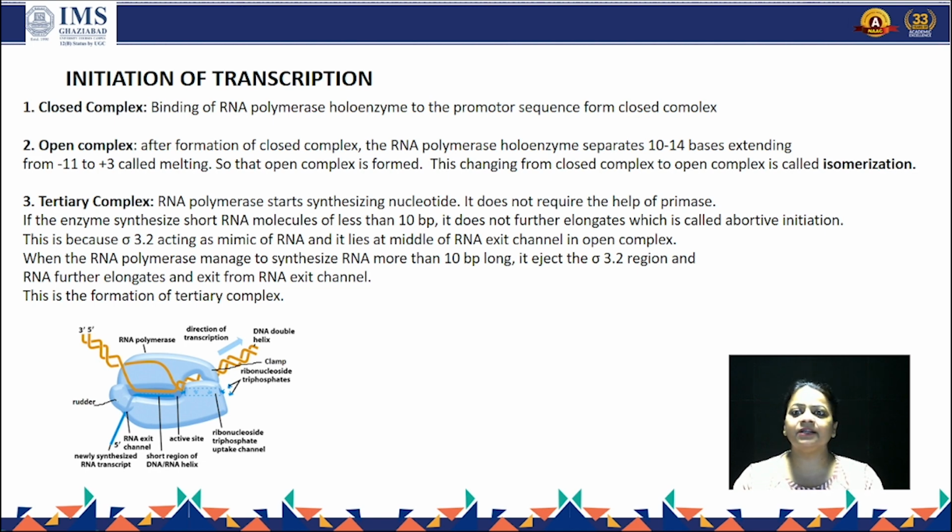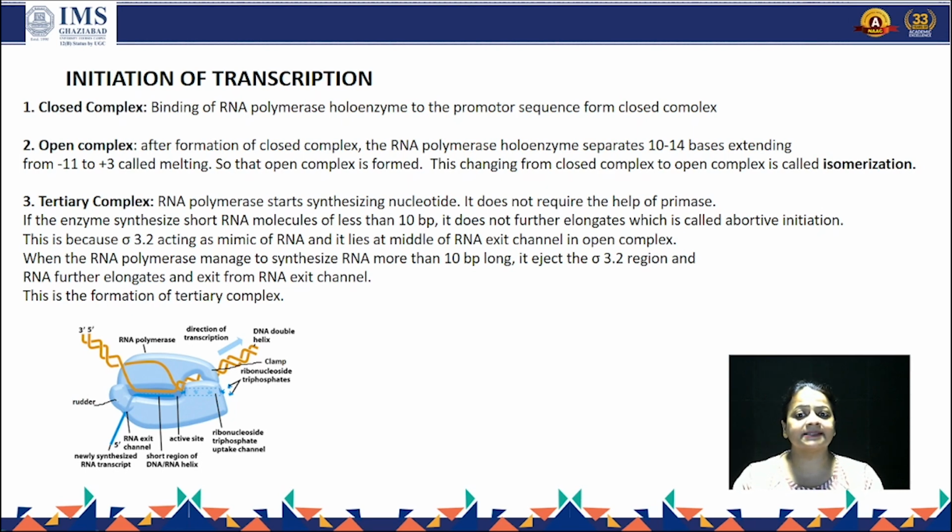Closed complex: binding of the RNA polymerase holoenzyme to the promoter sequence forms a closed complex. Then comes the open complex, where after the formation of the closed complex, the RNA polymerase holoenzyme separates 10 to 14 bases extending from -11 to +3, which is called melting. So the open complex is formed. This change from the closed complex to the open complex is also called isomerization. Finally, we have a ternary complex.